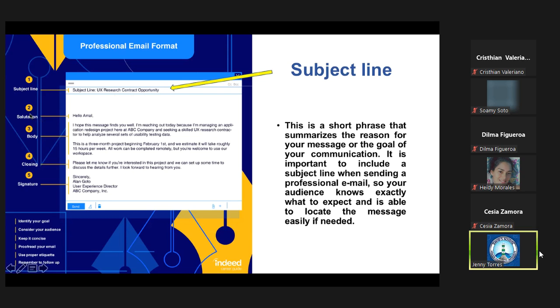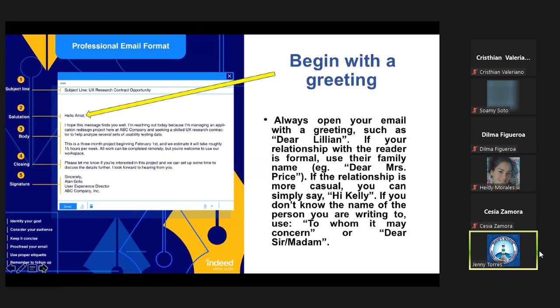In the number 2, you have to write a salutation. And for salutation over here, you have to say hello, and this begins with a greeting. A greeting can be, as you can notice here, hello and the name of the person, or it can be dear, like if you check here, it says dear Lillian. But when you write the name of the person, that means that your relationship with that person is not that formal. So it's kind of informal and your relationship is very close.